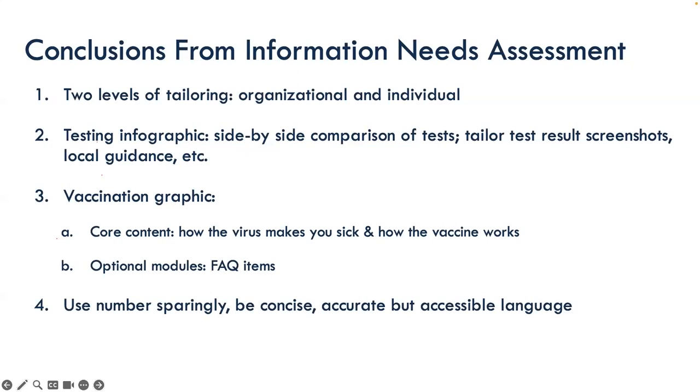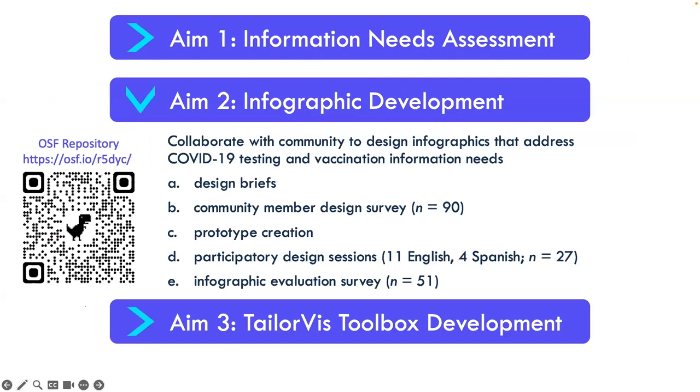So in aim two, we moved on to the infographic development, starting with detailing our use cases and visual learning objectives with a design brief for each infographic. And drawing from our original pool of survey respondents, we invited community members to complete a design survey. We did that to help us narrow down the graphical style of some of our graphical elements.